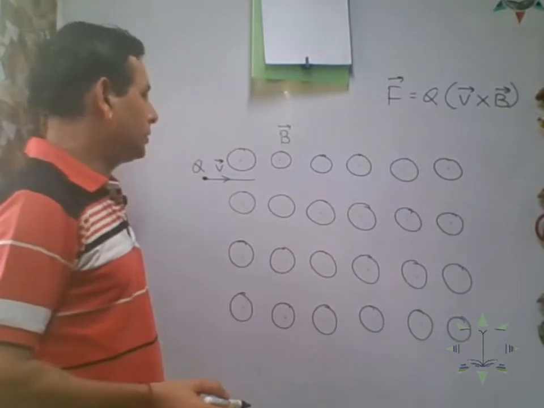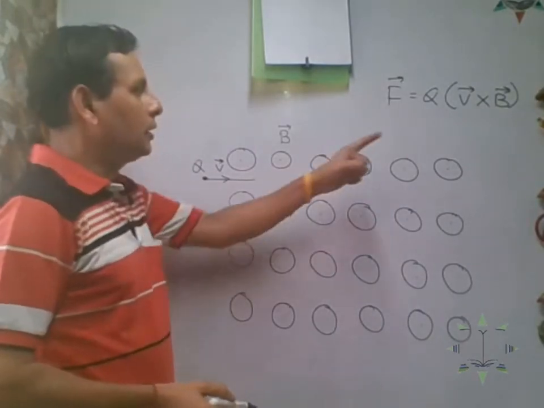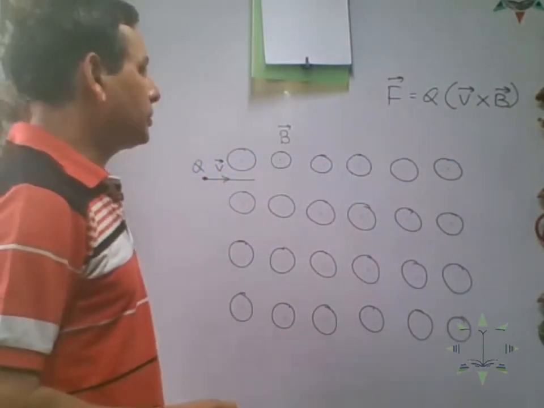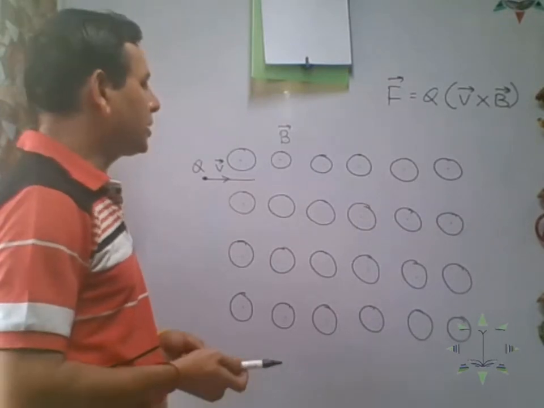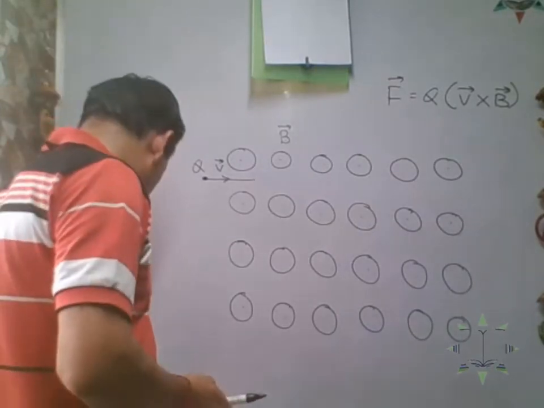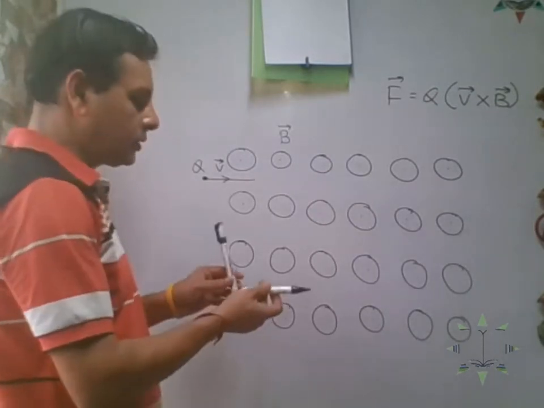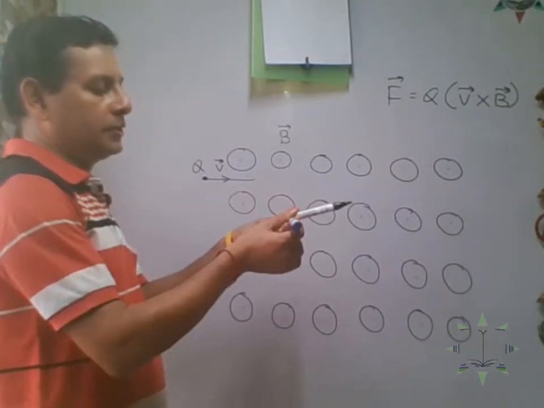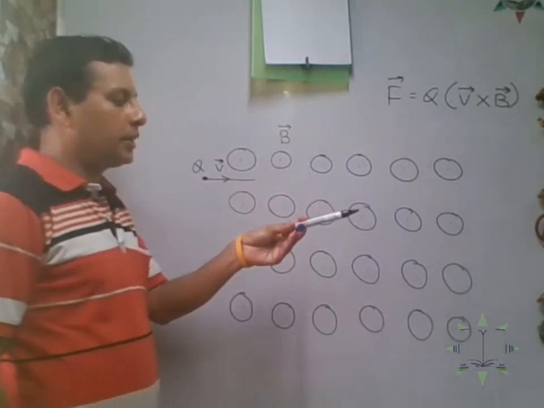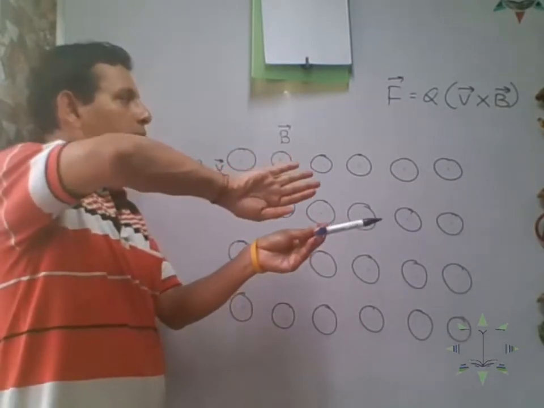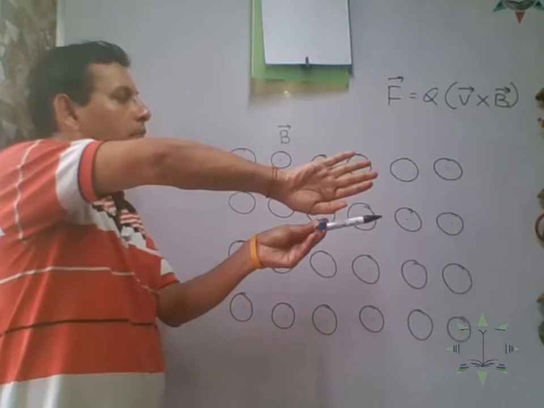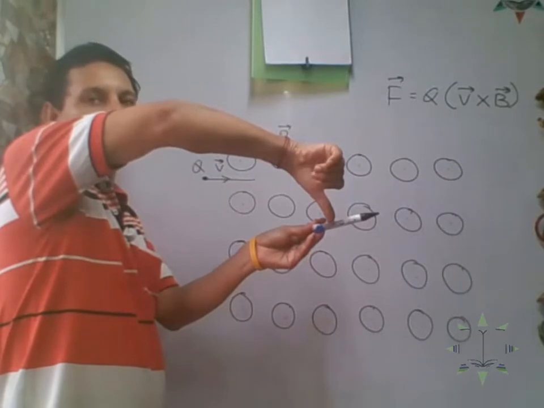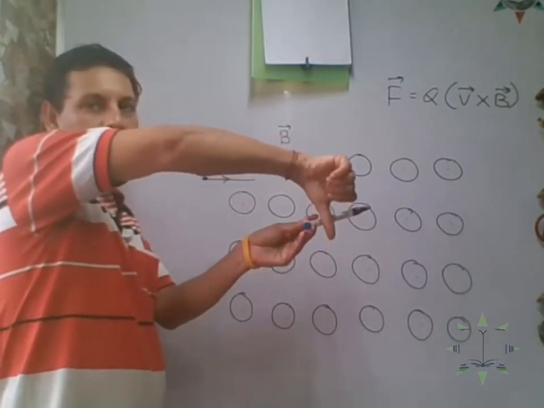that is, Q, the charge, into velocity cross the magnetic field. Force is a vector quantity. In which direction will the force be experienced? The charged particle is entering like this, and the force is like this. So how to find the direction of force? Keep your right hand along the direction of velocity and rotate it from the first vector, velocity, to the second vector, the magnetic induction vector. The thumb gives the direction of force.